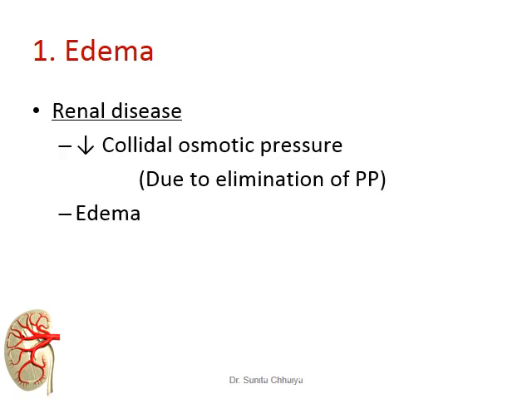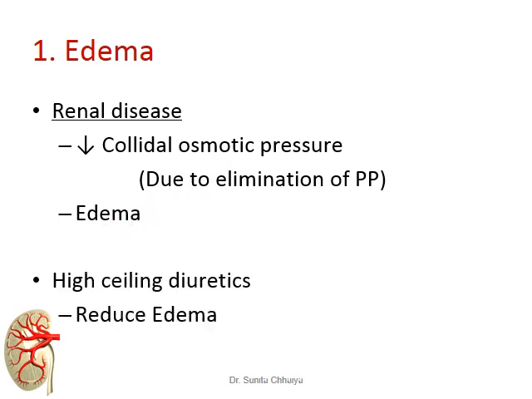Edema which is associated with renal diseases. In renal diseases, there is a chance of damage to the glomerular membrane. Due to that, more and more plasma proteins are eliminated. When plasma proteins are eliminated, again, colloidal osmotic pressure is not maintained, it is gradually reduced, and the fluid from the vascular compartment leaks out, and that causes edema. If high ceiling diuretics are administered, they can reduce the edema.